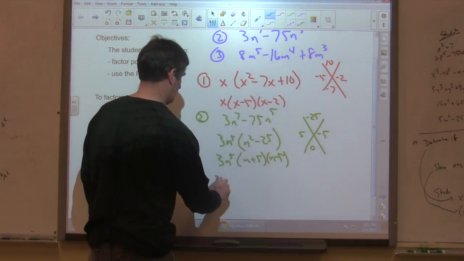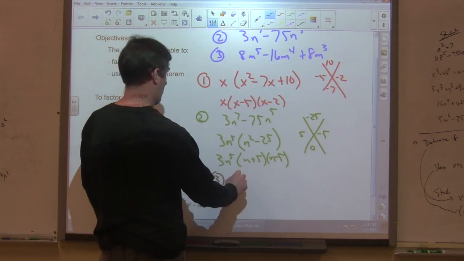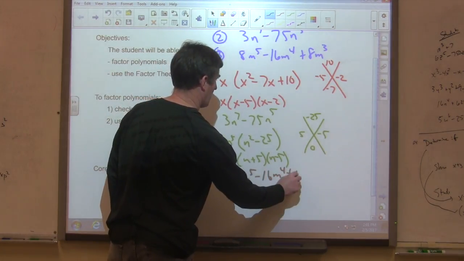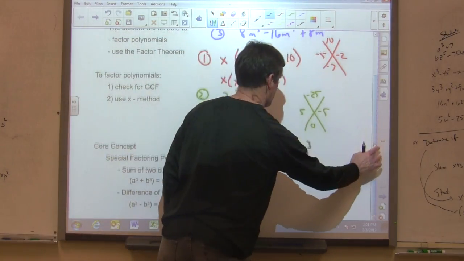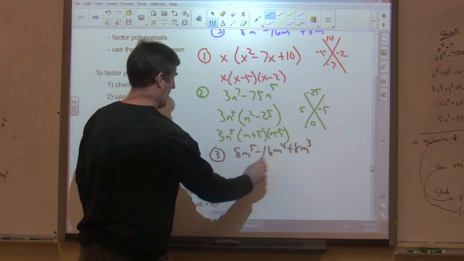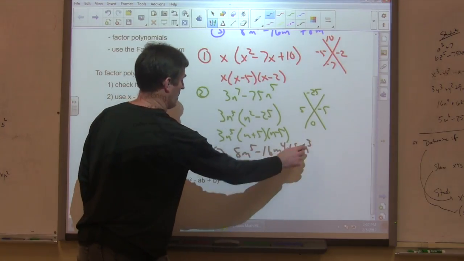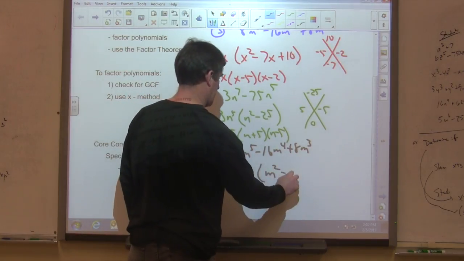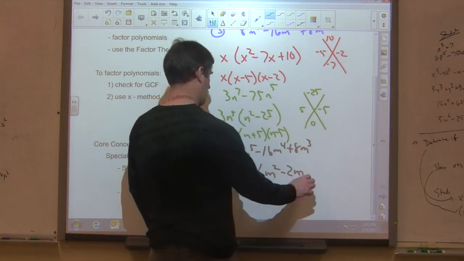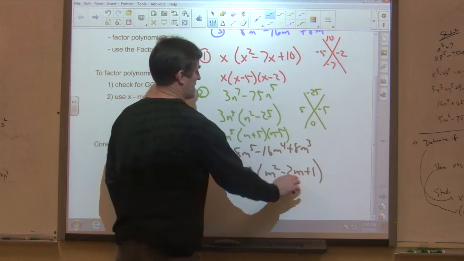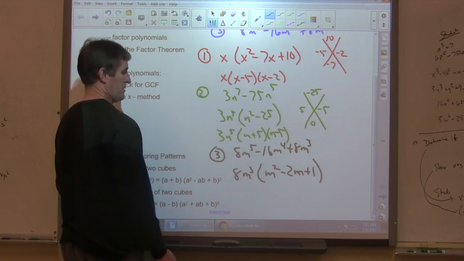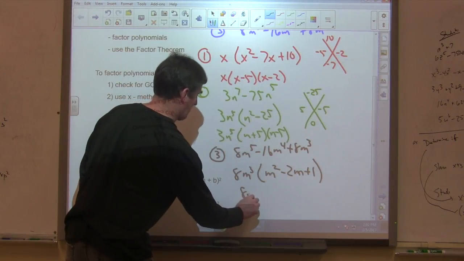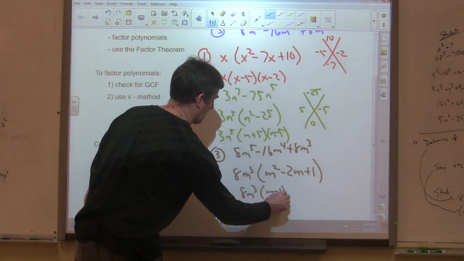And then the last one, 8m to the 5th minus 16m to the 4th plus 8m to the 3rd. We can pull out an 8 and 5, 4, and 3, so 8m to the 3rd. And so we get m squared minus 2m plus 1. So again, this is the perfect square, where the square root of this and the square root of this, doubled, gives you the middle. So that would be 8m to the 3rd and then m minus 1 squared.